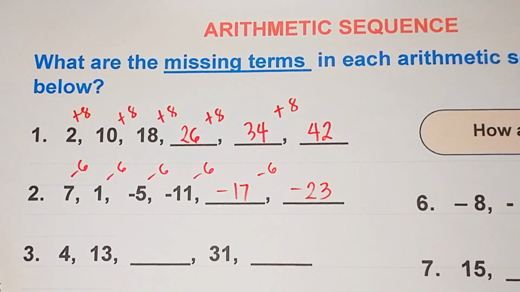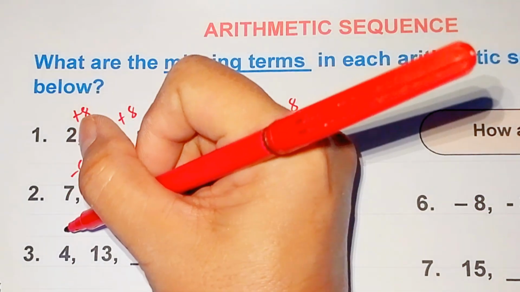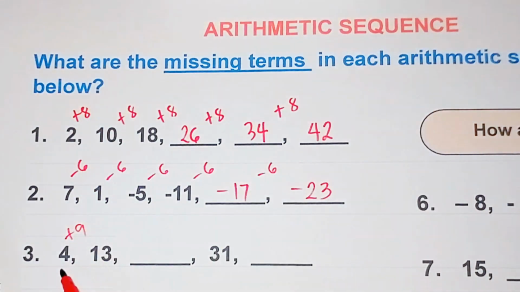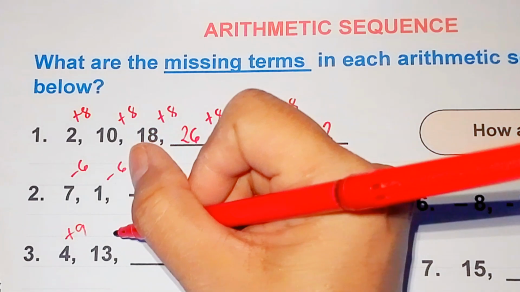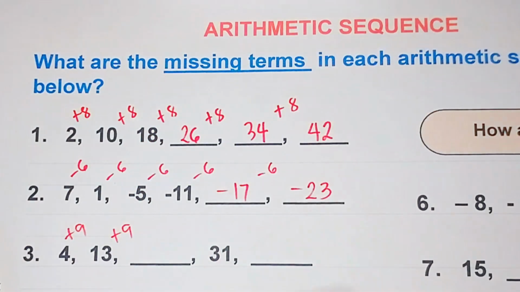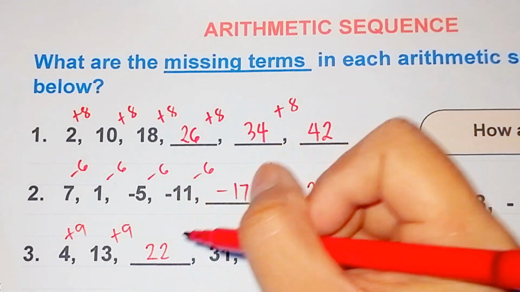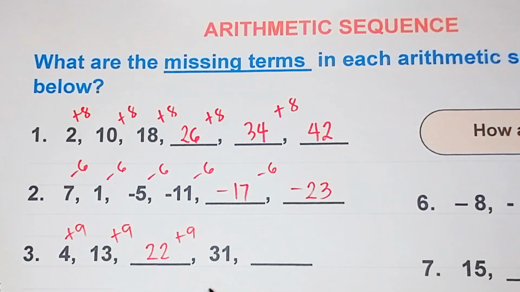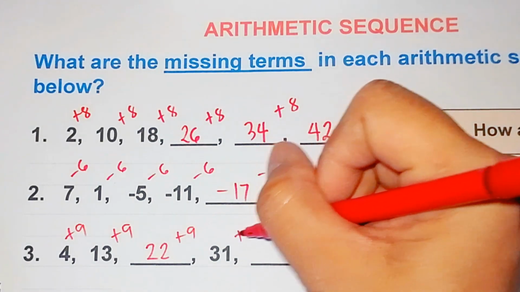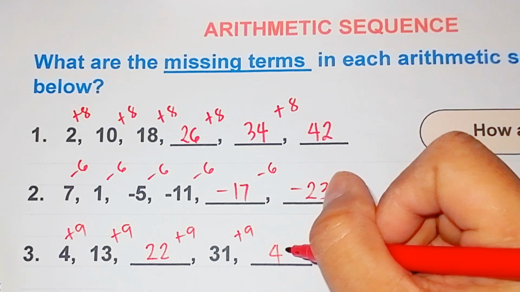For number 3, 4, then 13. This means we are adding 9. So 4 plus 9 is 13. Plus 9 is 22. Plus 9 is 31. And then plus 9 is 40.